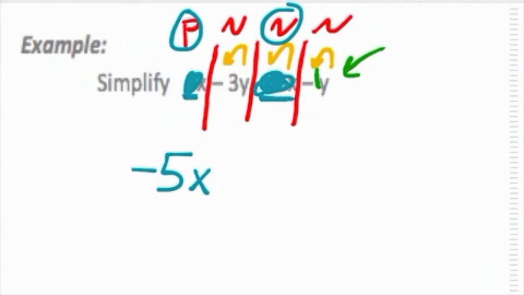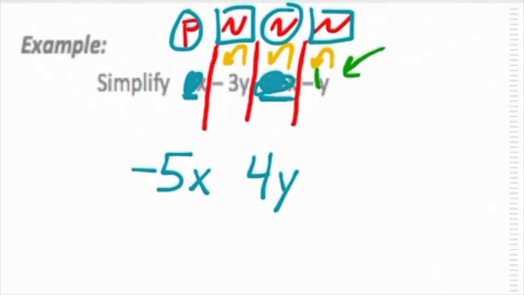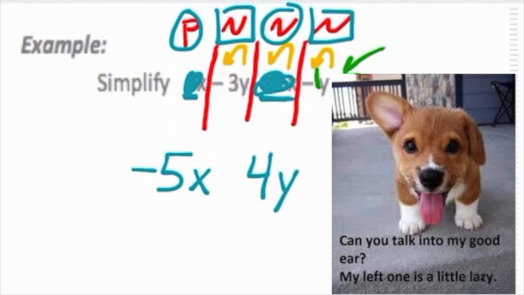And now I'll combine the y's. For the y's, right, they're both negative. So signs are the same. So I'm going to add, and 3 plus 1 is 4. So the answer is 4y. But this part matters, and please listen to what I'm saying.